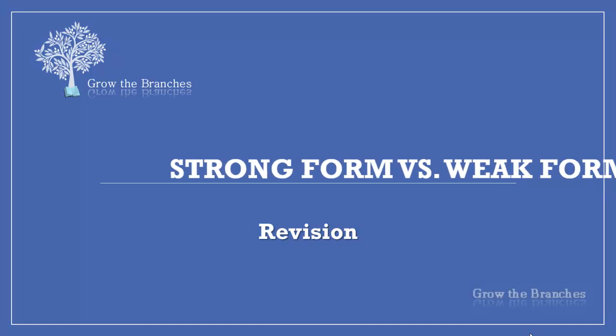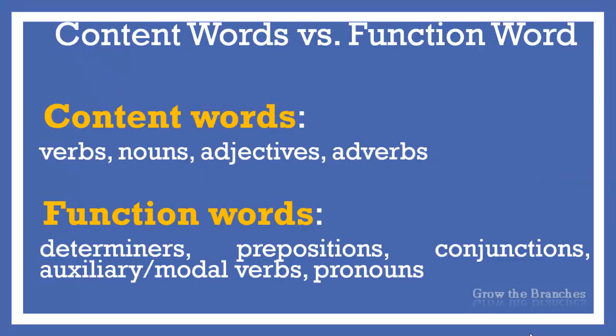Today we are going to see strong forms and weak forms in English. Content words versus function words. In English, words are divided into two types: content words, sometimes called lexical words, and function words, which are also called grammatical words. Content or lexical words are verbs, nouns, adjectives, and adverbs.